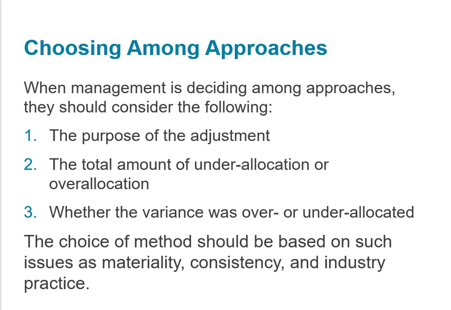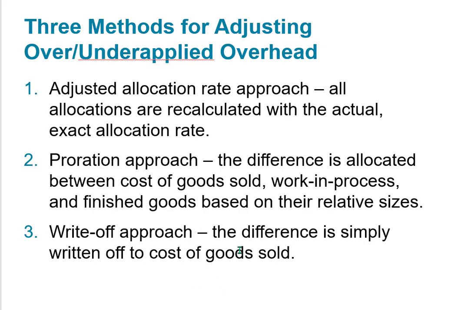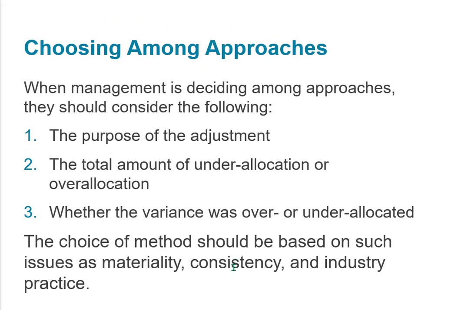So several factors should be considered when choosing the approach, and there's a good chart in the textbook that summarizes this. The purpose of it, the total amount of the over/under allocation, whether the variance was over or under allocated. And materiality is probably the most important thing. If it's immaterial, then just get it out of the way. Okay? However, if you did it differently last month, then you should probably handle it the same way every month. Okay, and if your industry has a particular practice, then you should probably do it the way the industry does.